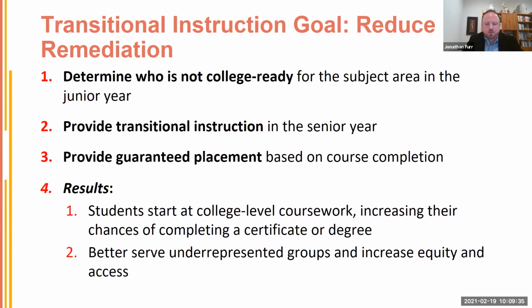So the overall goal for transitional instruction, again, is to reduce remediation and support readiness for college level courses. The process is generally one of determining those students who are not college ready for the particular subject area during the junior year, and supporting those students with transitional instruction during the senior year. Based on that, and this is a really key part of the law, it ensures those students have guaranteed placement into college level courses based on course completion as they transition. The result is that students are able to start college level coursework, increasing their chances of completing the certificate or degree, and also addressing the equity related goals that we have at the state level, and that we know many communities are driving toward as well.